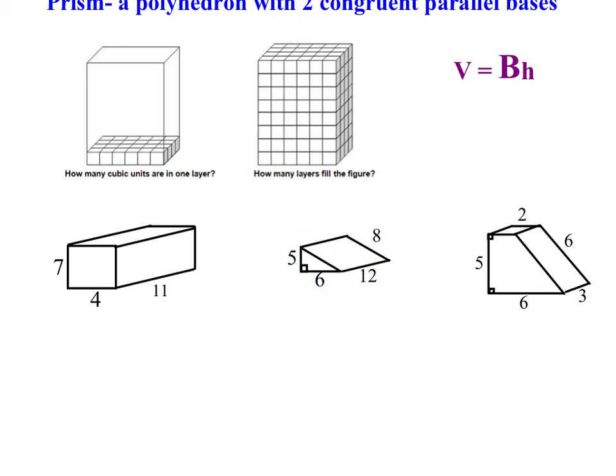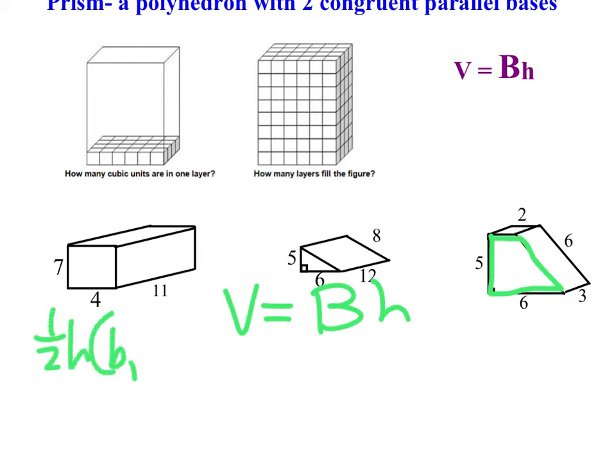So the first thing you should do is, when you look at the next one, identify the shape. It has a lot of rectangles, and then it has two trapezoids, and the trapezoids are the congruent parallel bases. So that's the shape of my base. So when I think about volume equals big B times H, the big B is a trapezoid. Remember, that's 1/2 height times base 1 plus base 2.